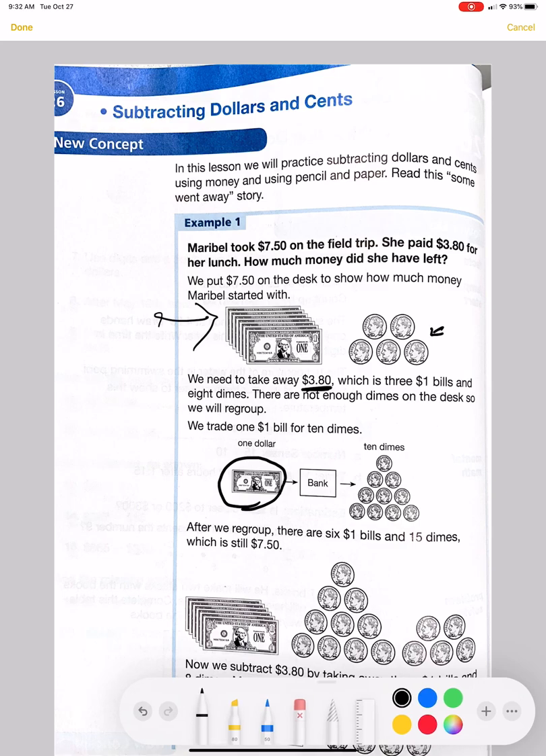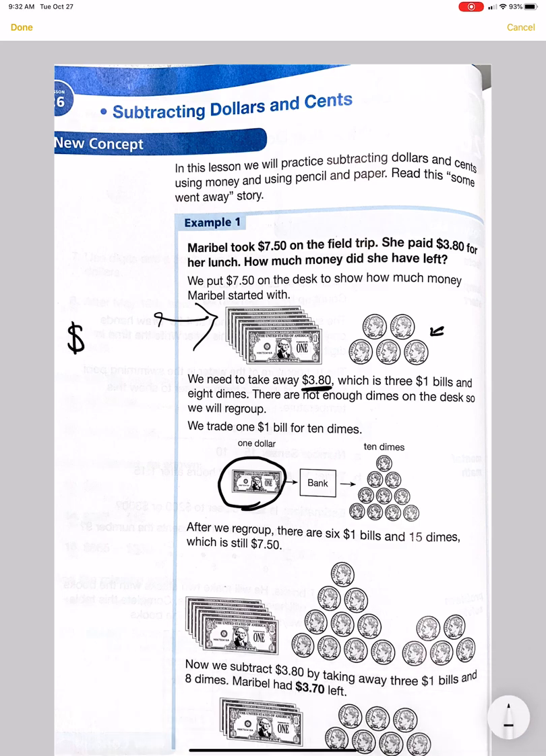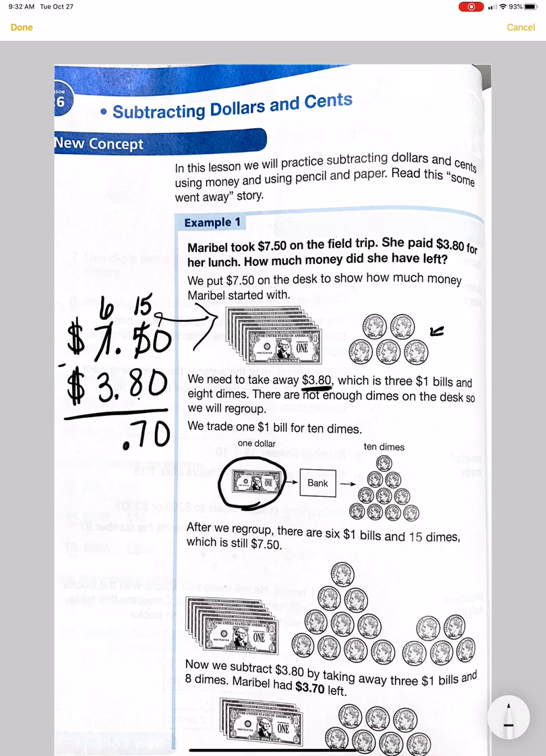I think this is a great image, and using money and pictures is great, but if this doesn't make sense to you, I am more concerned that you can write $7.50 and $3.80, and you know to subtract, and you can't take 8 from 5. Mark out the 7. 7 becomes a 6. 5 becomes 15. 15 minus 8 is 7. You have to have a decimal. 6 minus 3 is 3. And you have $3.70. Okay.